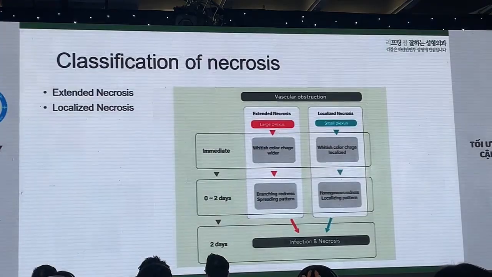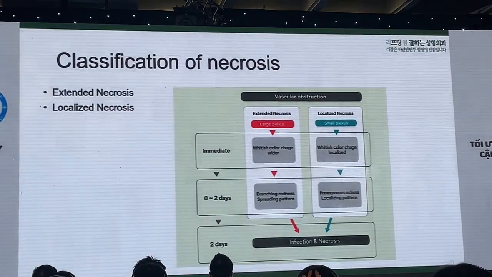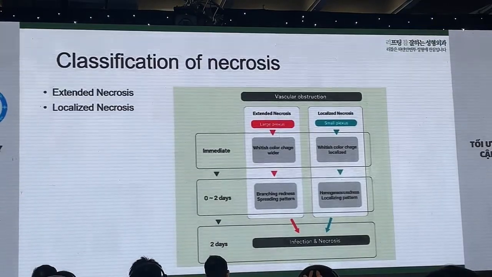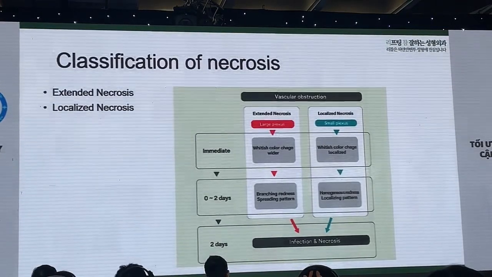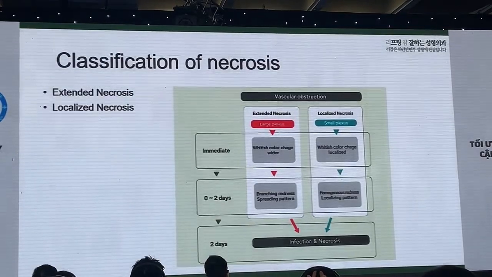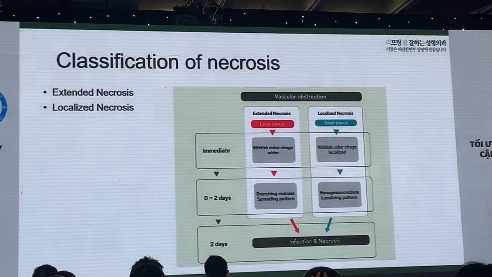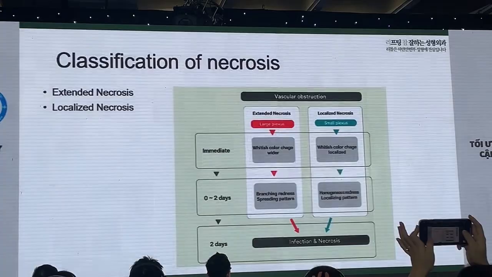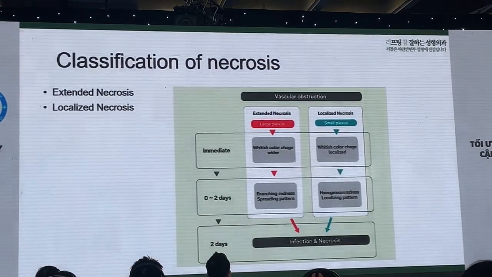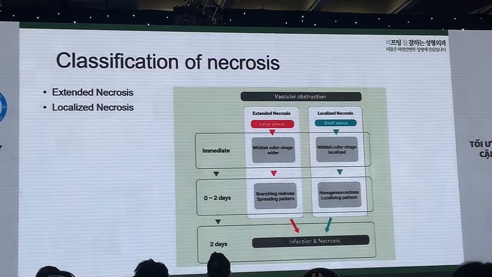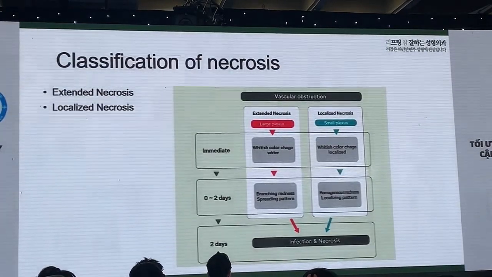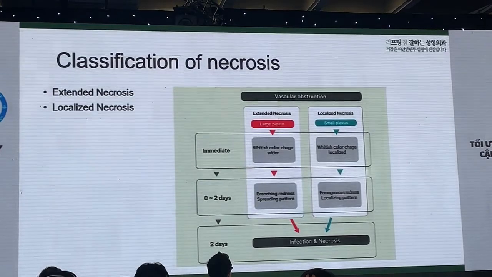Vascular obstruction can be divided into two main types: extended necrosis, which occurs when the large vascular plexus are affected, and localized necrosis, caused by occlusion of a small vascular branch. Extended necrosis usually appears with branching redness and spreading pallor, whereas localized necrosis presents a homogeneous redness and localized pallor.